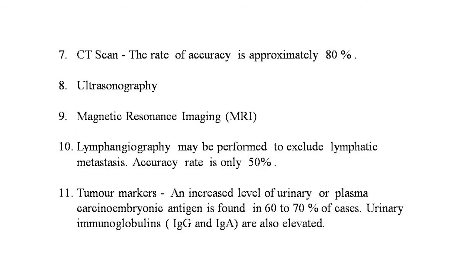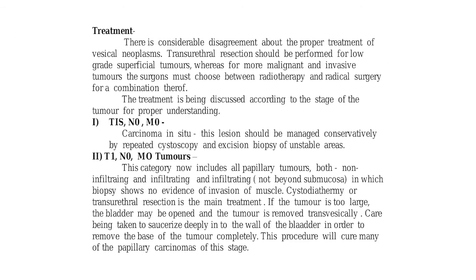Urinary immunoglobulins, that is the IgG and IgA, are also elevated. Now the treatment. There is considerable disagreement about the proper treatment of vesical neoplasms. Transurethral resection should be performed for low-grade superficial tumors, whereas for more malignant and invasive tumors, the surgeon must choose between radiotherapy and radical surgery, or a combination thereof. The treatment is discussed according to the stage of the tumor for proper understanding.